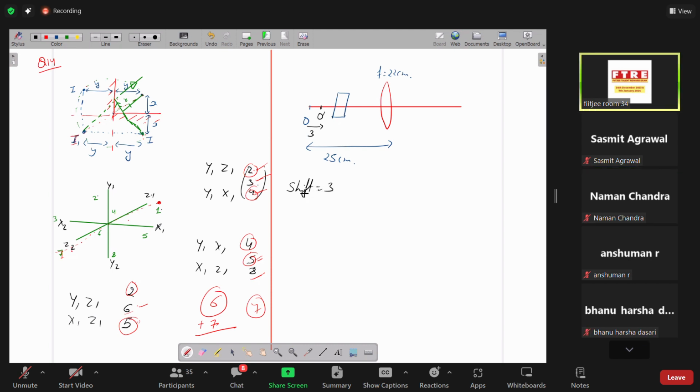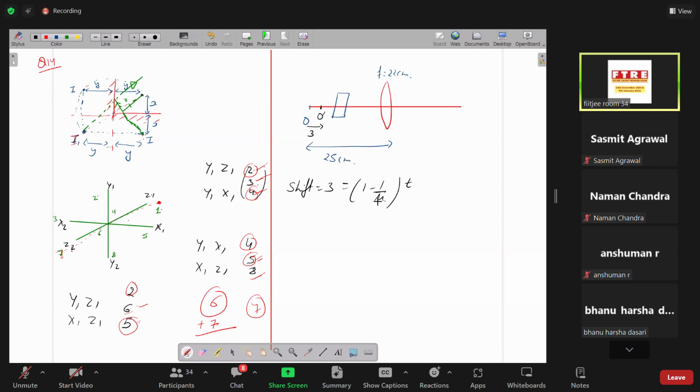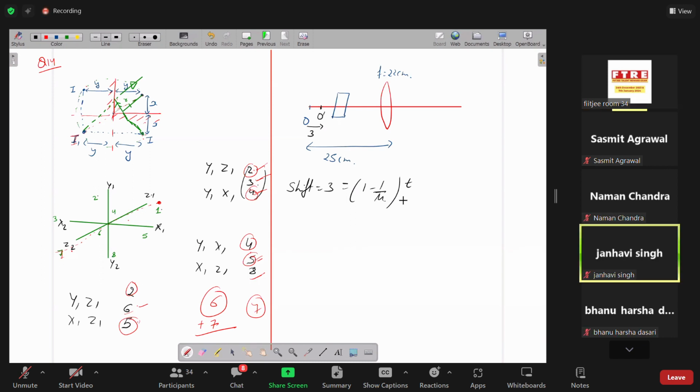Now we can use the formula of shift, that is... क्या था formula? T into 1 minus 1 upon mu ना, यही था. Yes, ma'am. We'll put and find out the thickness.